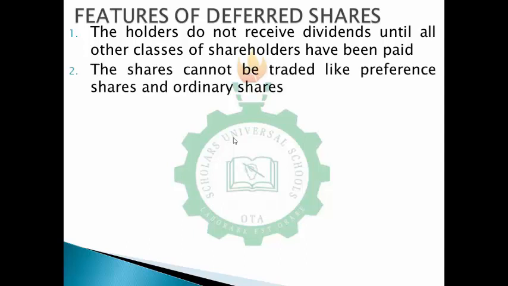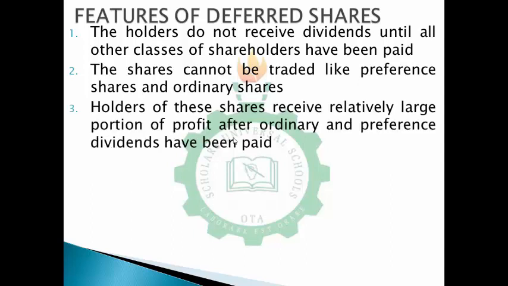Another feature is that the shares cannot be treated like preference shares and ordinary shares. It is given to some set of people, just as I've explained, like the promoters and the principal officers. Also, the holders of these shares receive a relatively large portion of profit after ordinary and preference dividends have been paid. So this set of people receive the large portion of profit. You know what I mean?